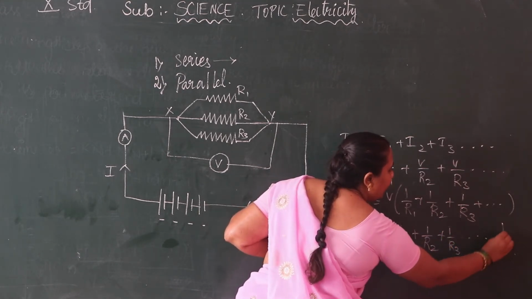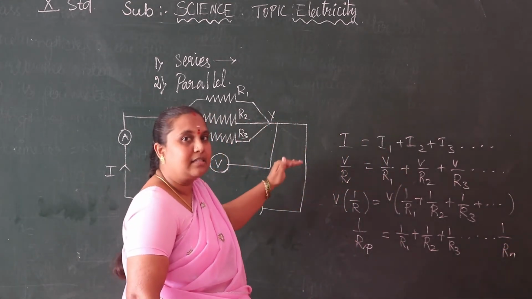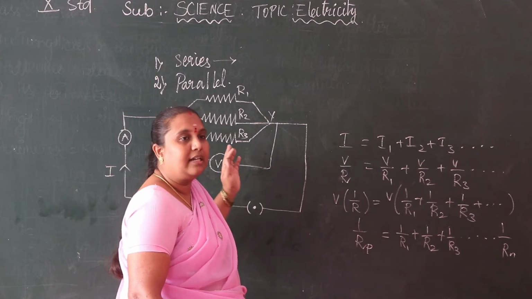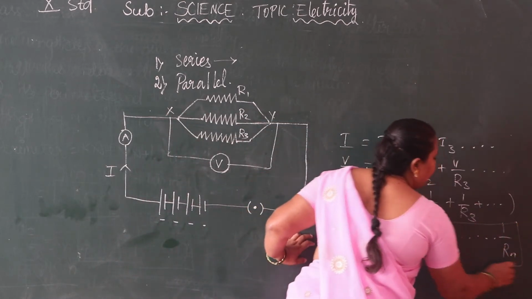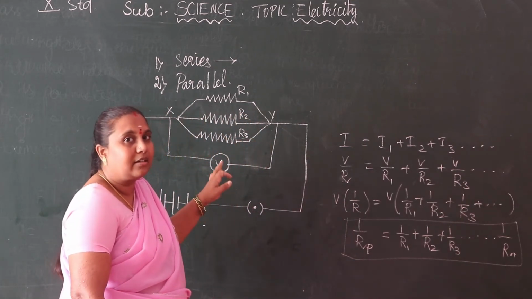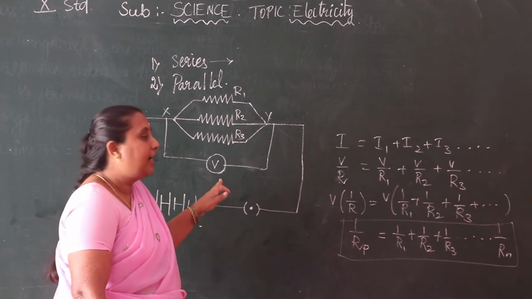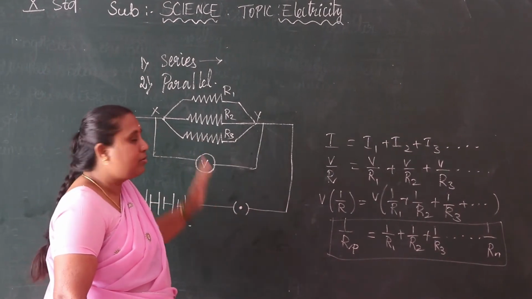Moving on to 1 by Rn. The n parallel resistances also we can connect here. So this is the formula to find out the total resistance in an electric circuit when the resistances are connected in parallel. Understood, children? Now here we should take some values.